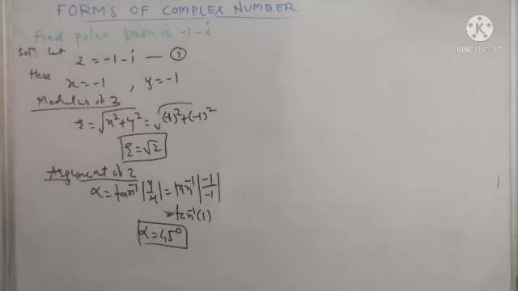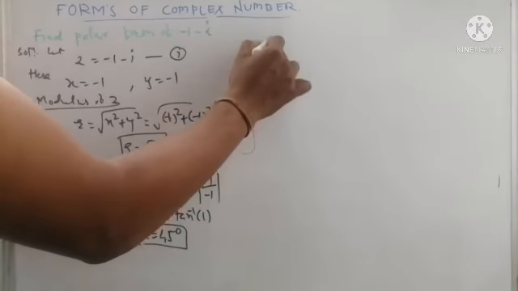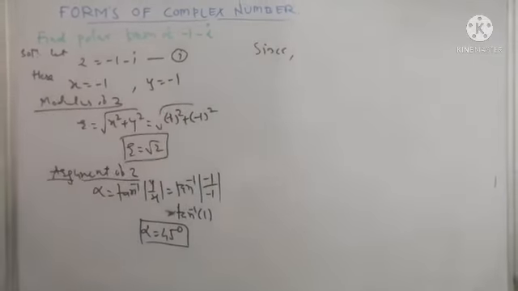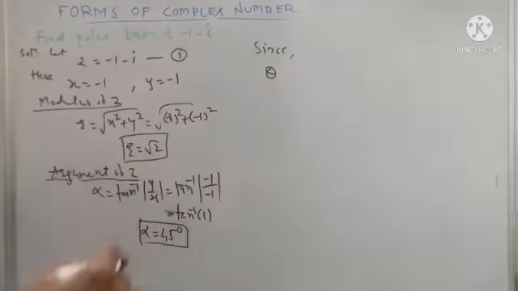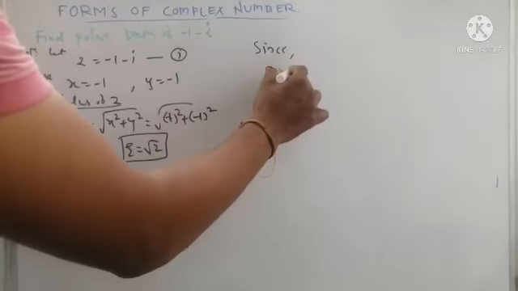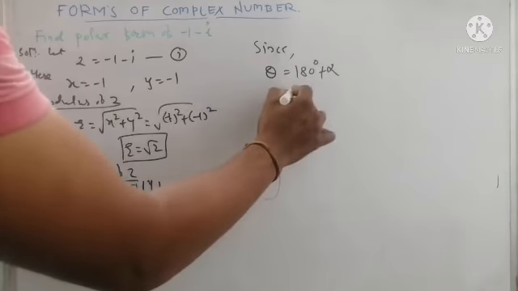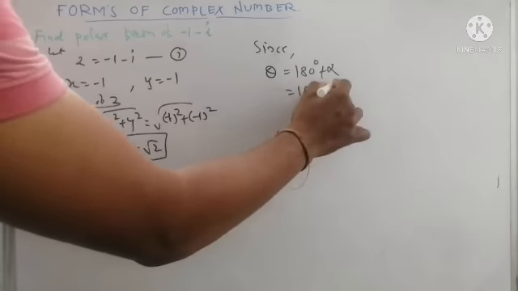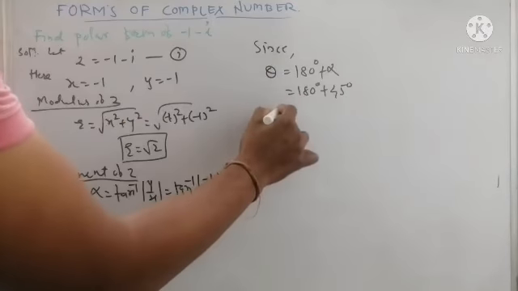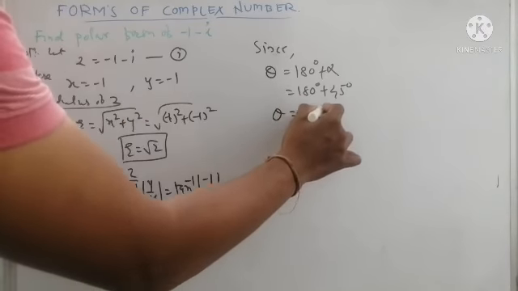Now using the working rule, we get the value of theta. Since here you can observe x and y both are negative, theta lies in the third quadrant. That means it is more than 180, so it is given by 180 plus alpha. So 180 plus alpha, with alpha as 45 degrees, we get theta as 225 degrees.